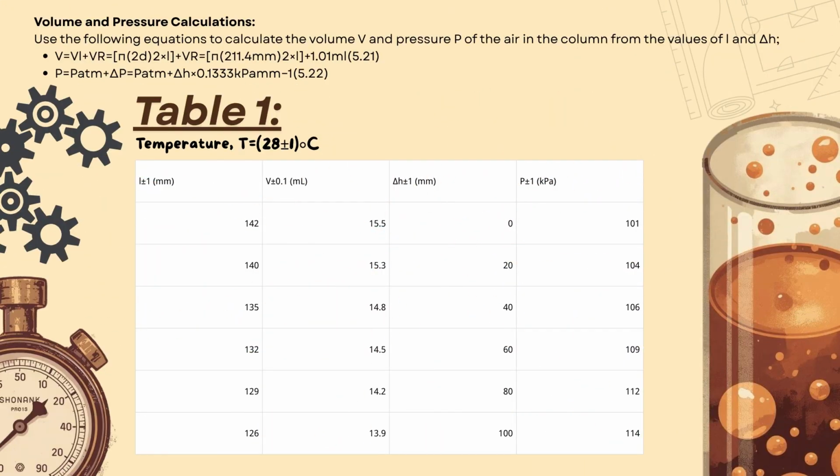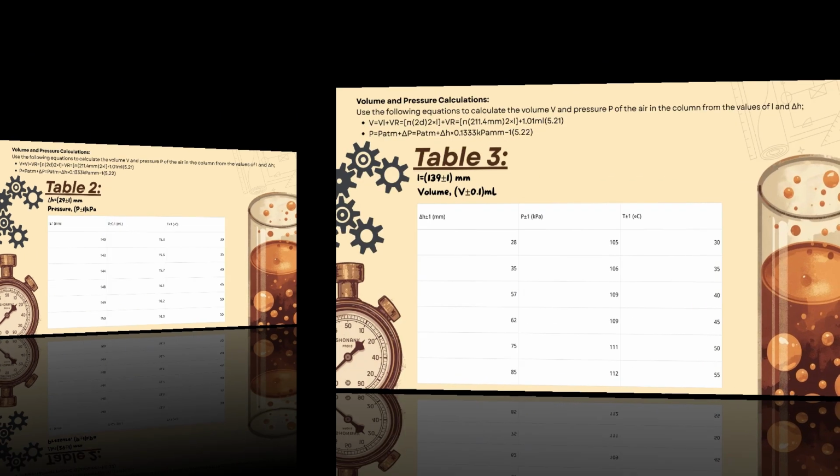For the volume and pressure calculations, equations 5.21 and 5.22 are used to calculate the volume and pressure of the air in the column from the values of L and Δh. Table 1 is shown. Table 2 is shown. Table 3 is shown.